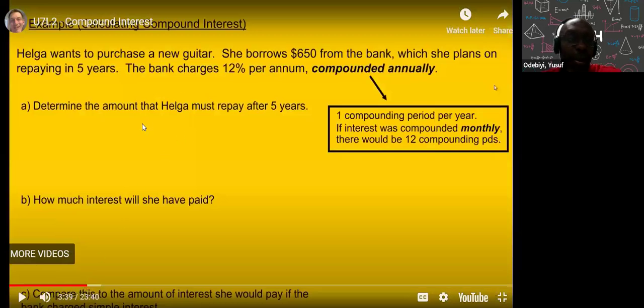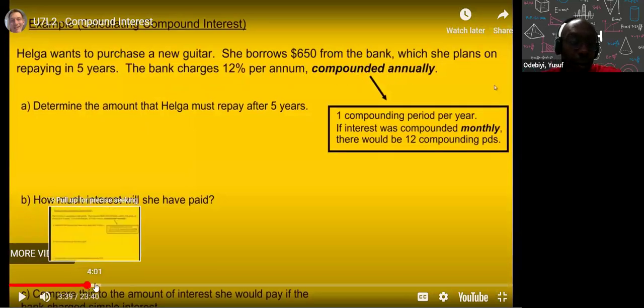Okay, so here's an example here. You can see he wants to purchase a new guitar. He borrows $650 from the bank, which she plans to repay after 5 years. The bank is charging 12% compounded annually. Okay, so let's look at this example.